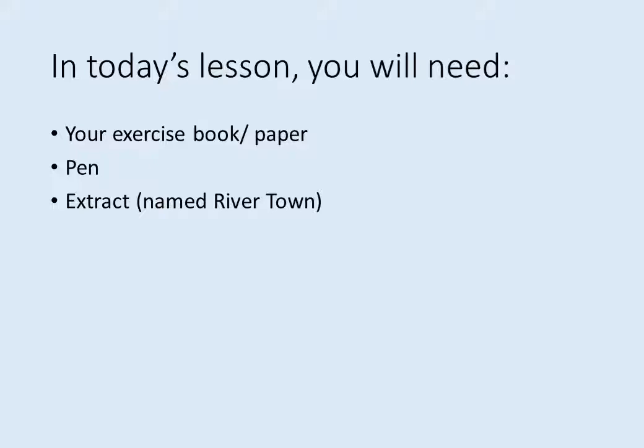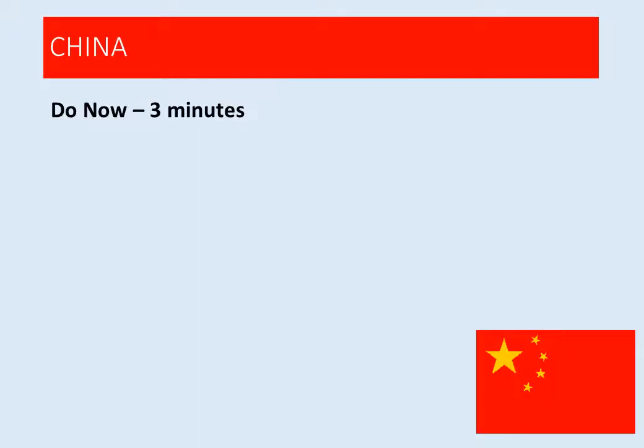For this lesson you will need your exercise book or paper, a pen and the extract named Rivertown. So please could you write the date and the title of China in your book and then move on to the do now, and you have 3 minutes to do that.